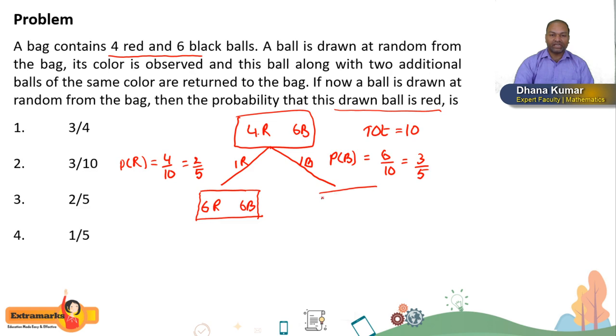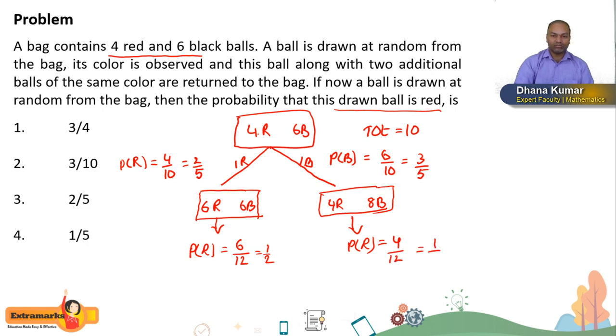Fine. Suppose in this case you select a black ball, then you have to add 2 more black balls to that bag. So automatically 4 red, and 2 more black balls, 6 plus 2, 8 black balls. So in this bag 12 balls, in this bag also 12 balls. Now finally you draw which color ball? Red color ball. So from this you draw a red ball. Here 6 by 12, which is 1 by 2. In this case, red ball again, probability will be 4 by 12, which is 1 by 3.